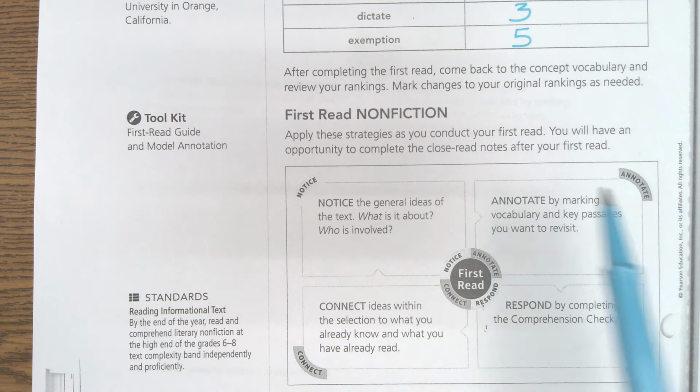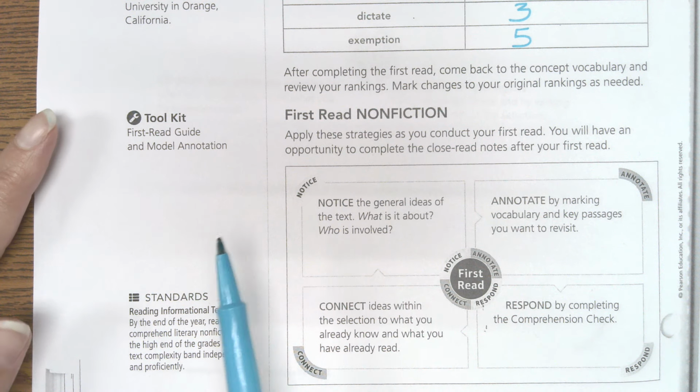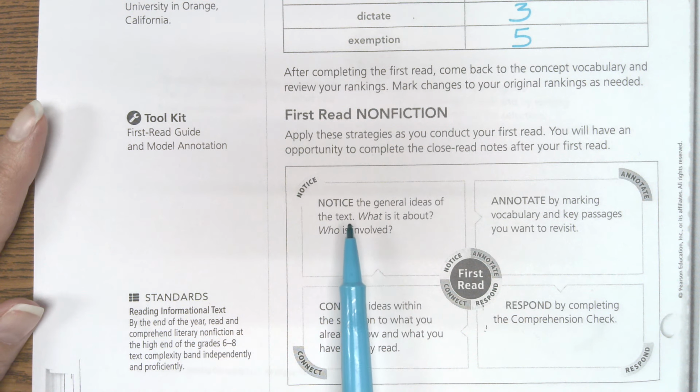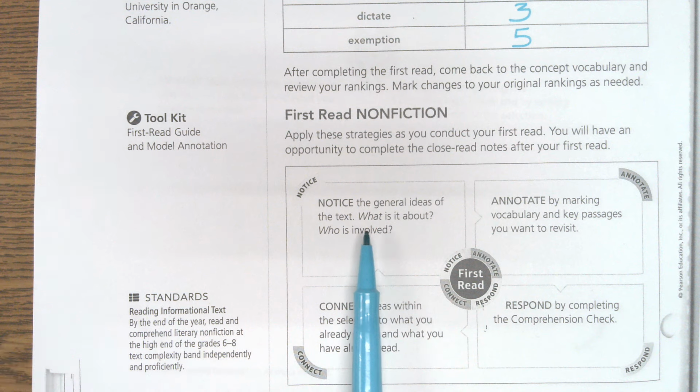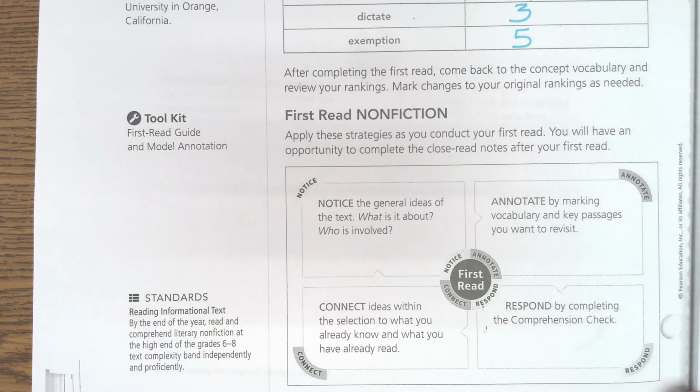So it says apply these strategies as you conduct your first read. So think about the things that you notice. The general idea of the text. So what is this text about? Who does it involve? So thinking about that, who, what, when, where, why, and how. Those are the things that you're going to notice as you're reading it, and that's going to help us when we go to that summary.